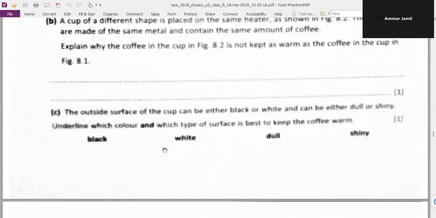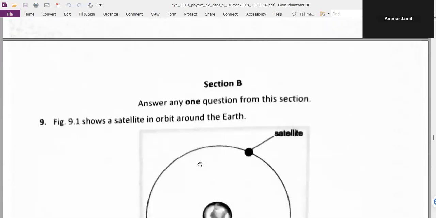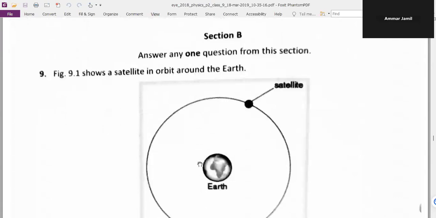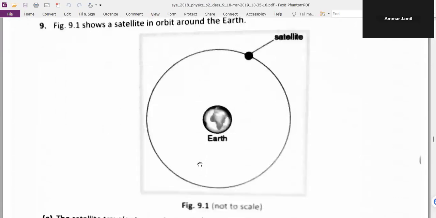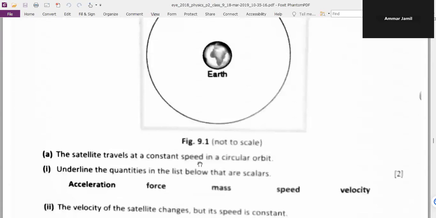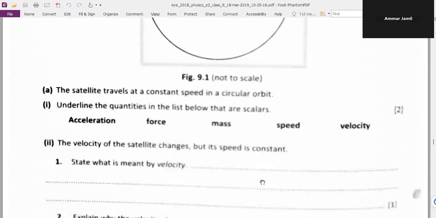And which cup is better? Well, to keep the heat inside, you need a shiny and a white surface. Next question, we have a satellite orbiting Earth. The scalar quantities are mass and speed. Make sure you circle the scalar quantities, not the vector ones.